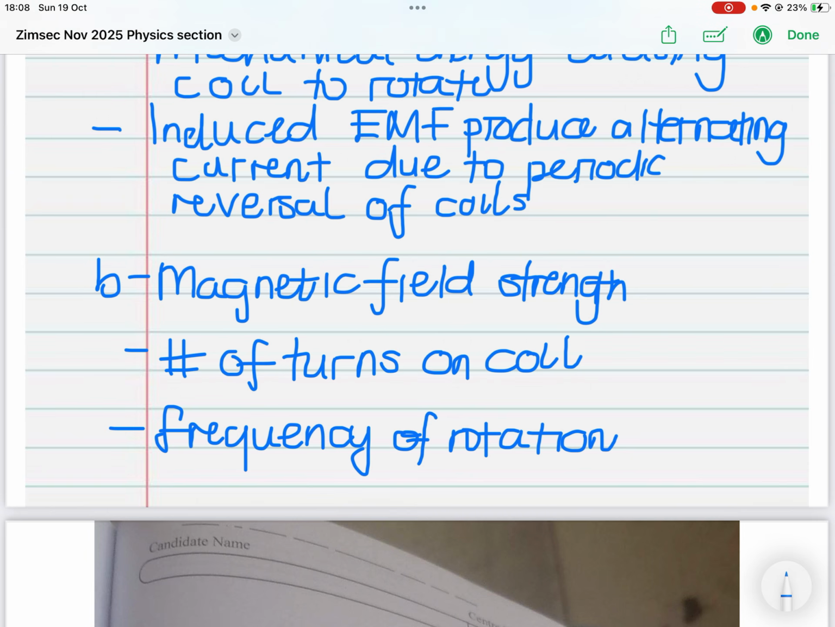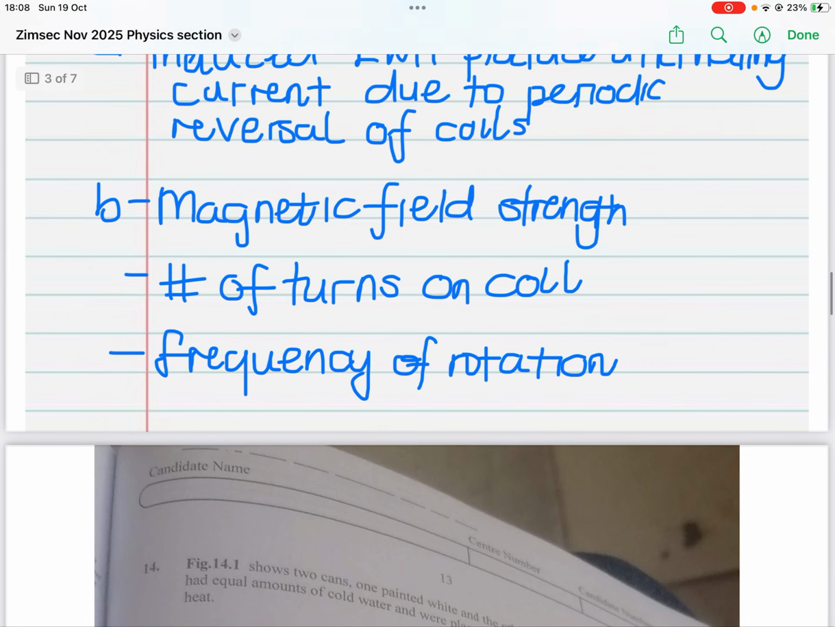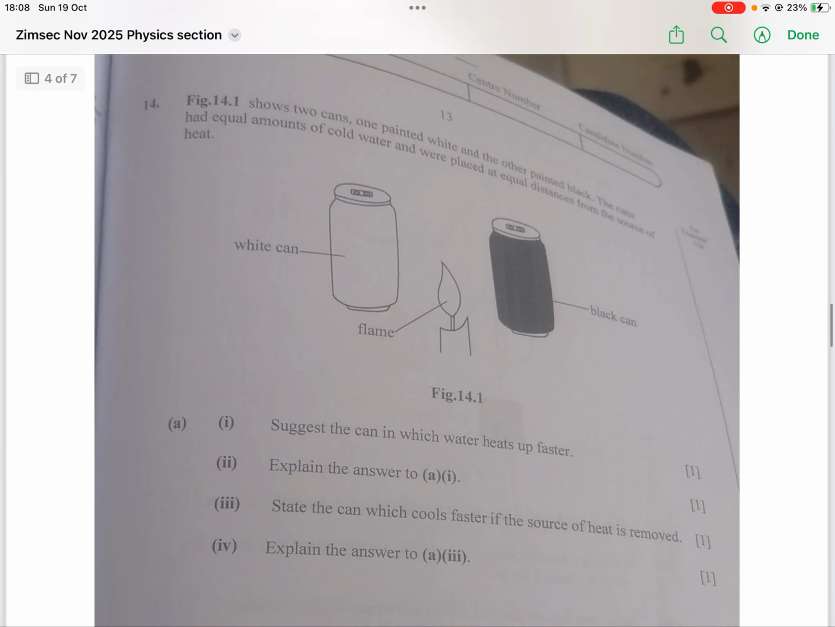We also need to talk about the speed of the rotor. The speed at which the rotor rotates also impacts the voltage output, with higher speeds generally producing higher voltage. So that was all about number 13. That was in November 2025. We can now proceed to number 14.